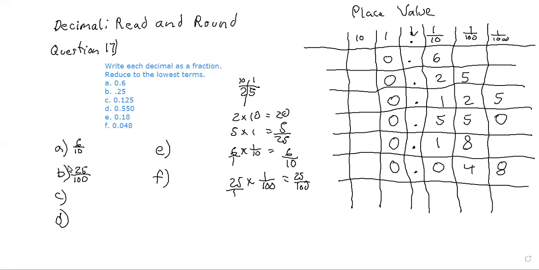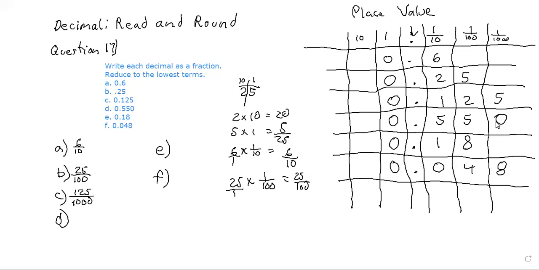Now let's go ahead and follow that rule to write out the fractions of the other numbers. For C, we have 0.125. The last digit is in the thousandths place, so the denominator is going to be 1,000. So it's going to be 125 over 1,000. For D, we have 550.